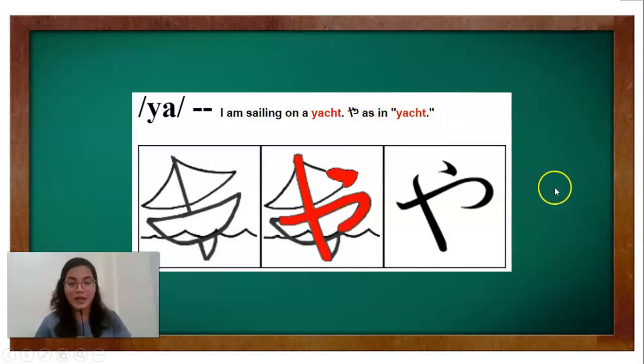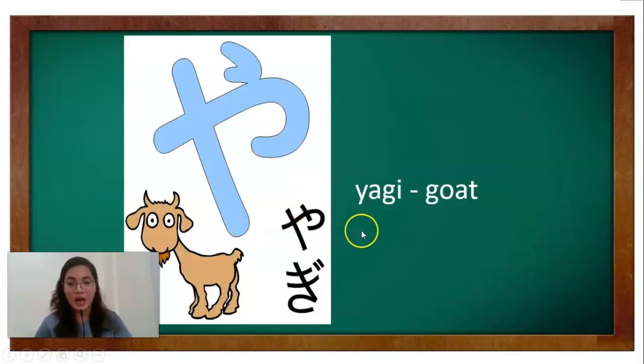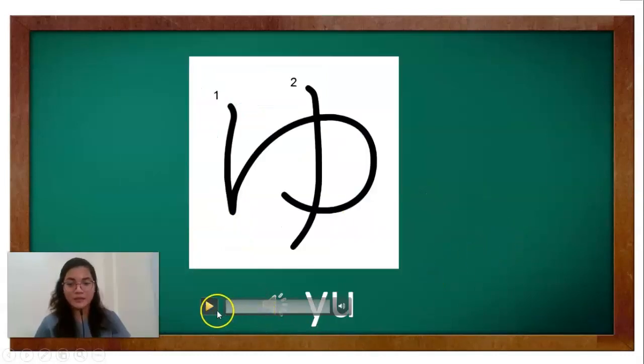Okay, next up is an example word that starts with ya. Yagi. Yagi means goat. Yagi means goat.